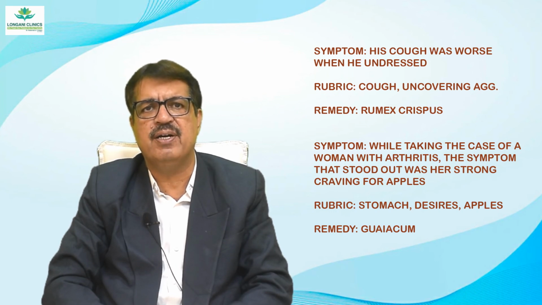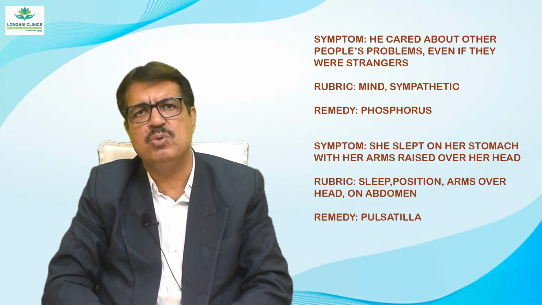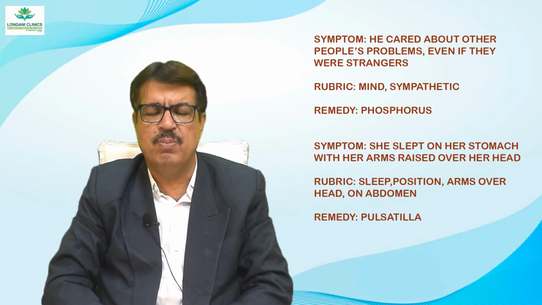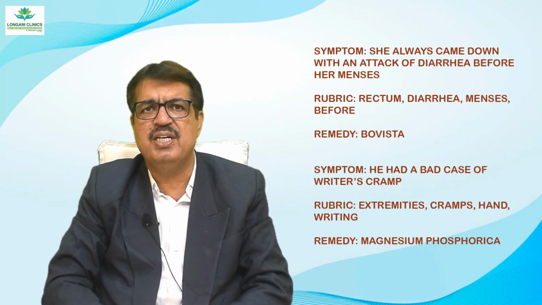The remedy: guaiacum. Symptom: he cared about other people's problems, even if they were strangers. The rubric: mind, sympathetic. Remedy is phosphorus. Next symptom: she slept on her stomach with her arms raised over her head. The rubric: sleep position, arms overhead or on the abdomen. The remedy is pulsatilla. She always came down with an attack of diarrhea before her menses. The rectum, diarrhea, menses before.